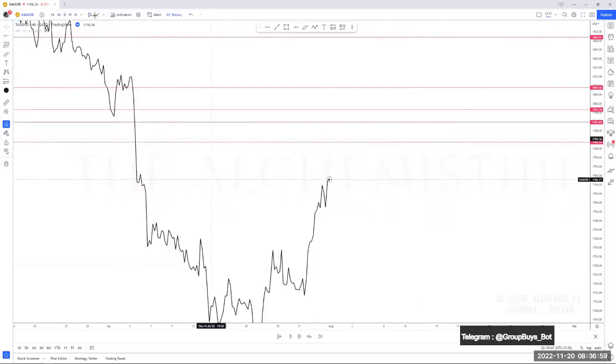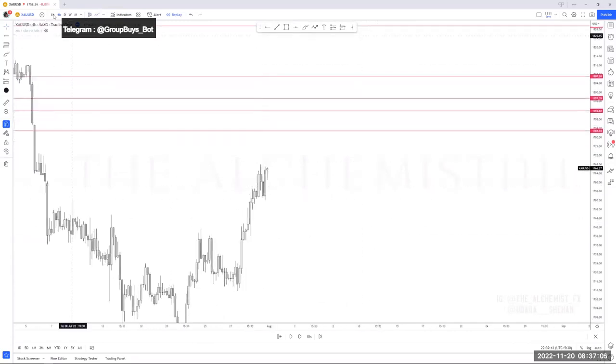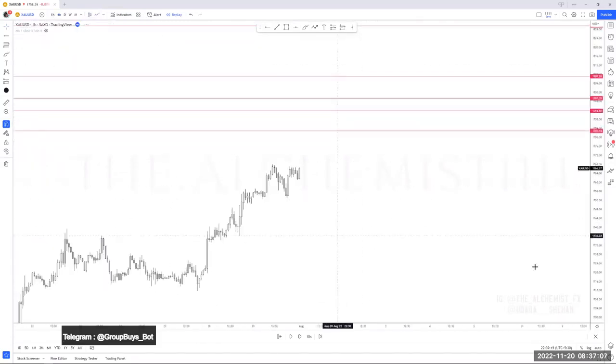If I use a line chart, once again a bullish breakout. Can you see it? We have a very clear bullish breakout. Okay, so that's that. And then for this, I use the range. I'll show you once again.